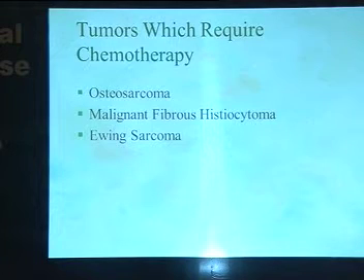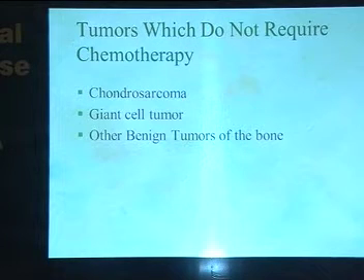So the first thing: it is important to know which tumors require chemotherapy: osteo, MFH, and Ewing's. Equally important is to know which do not require chemotherapy: chondro, giant cell tumor, and other benign tumors. I'm specifically mentioning this because many times I get consults for inoperable chondrosarcoma from an outside hospital, referred to medical oncology for chemotherapy. Well, there is nothing that we as medical oncologists can offer a chondrosarcoma.